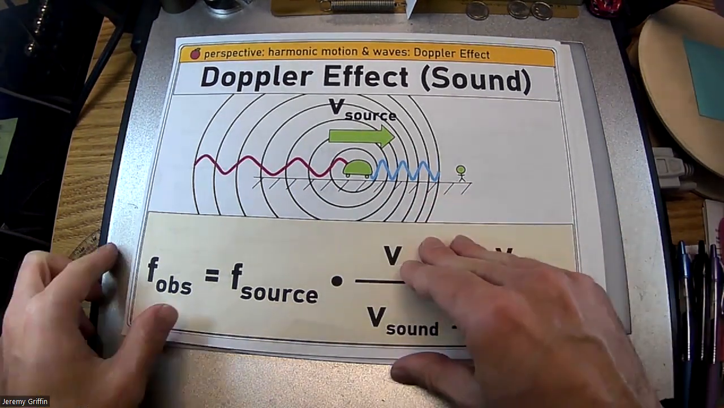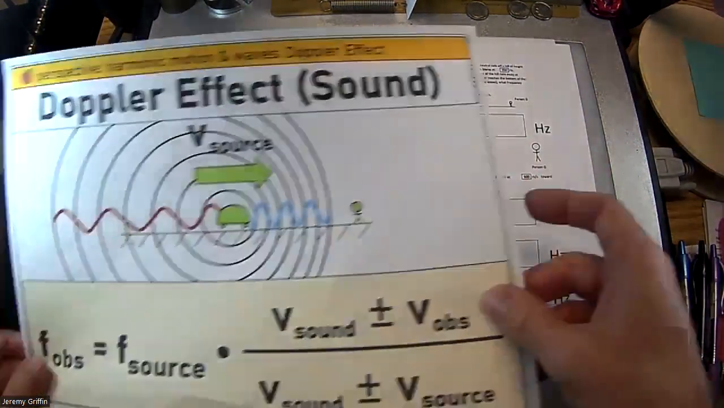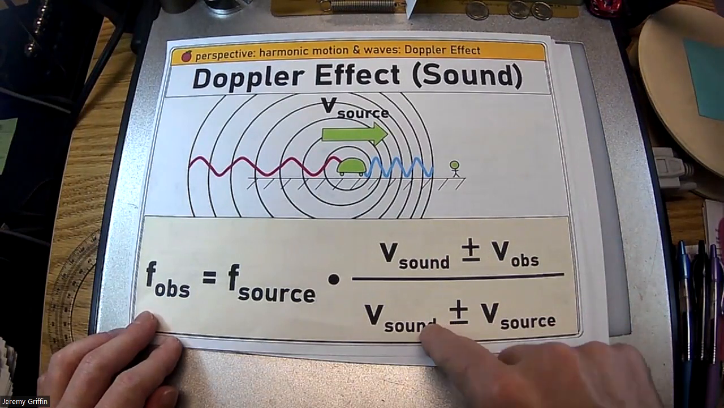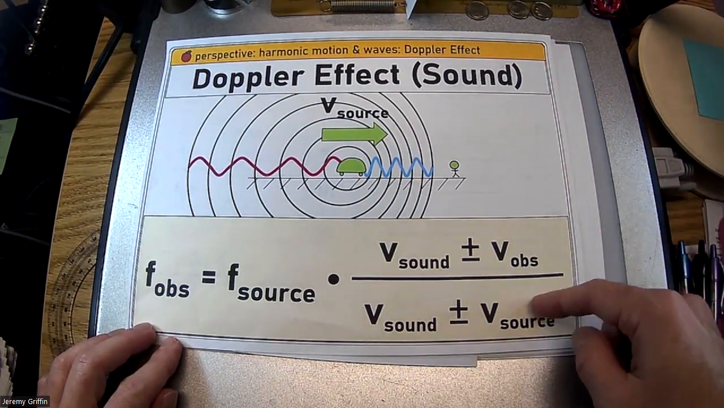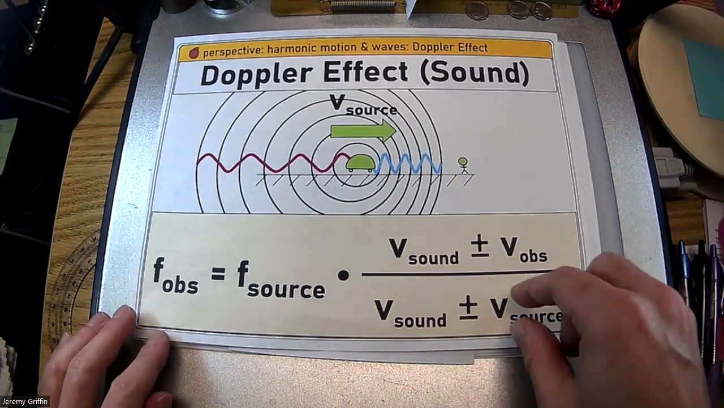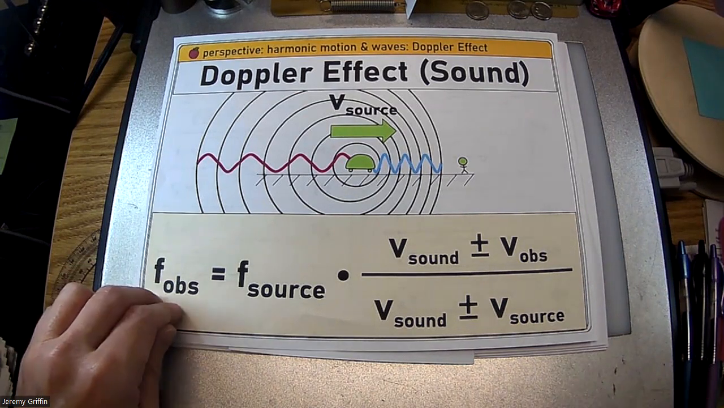Here's the speed of sound, which I gave you. Let's call it 343 meters per second today. That's pretty good, right? And then here's plus or minus the velocity of the observer, plus or minus the velocity of the source. So how can you apply a plus or minus to which one to achieve either a higher or lower frequency?